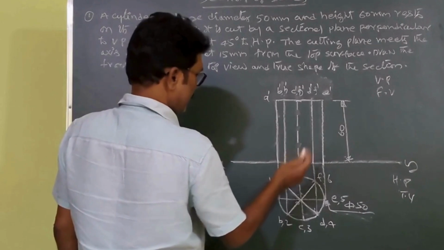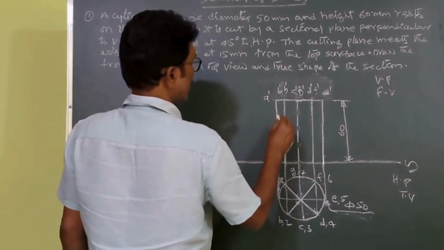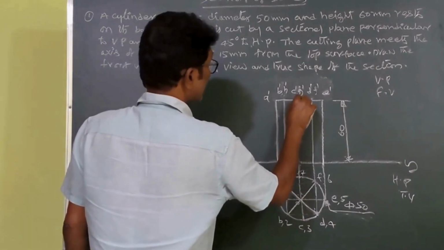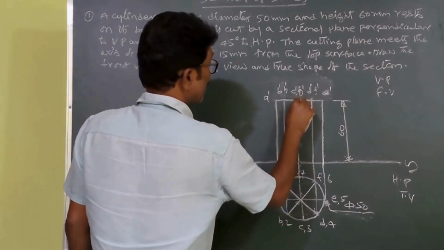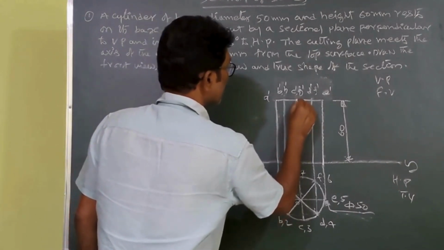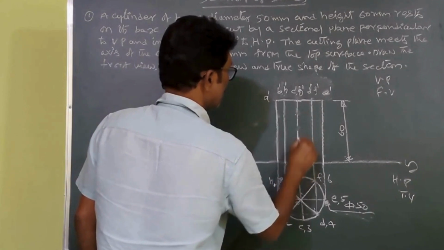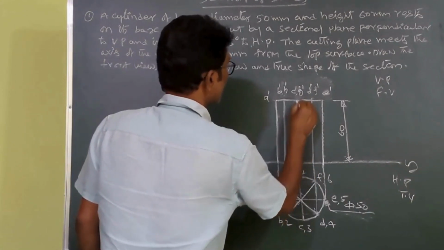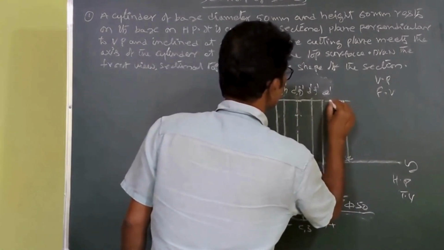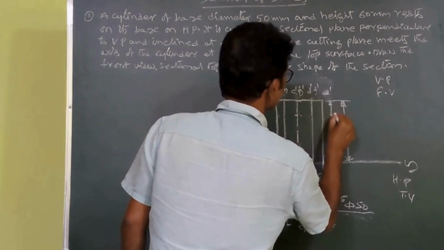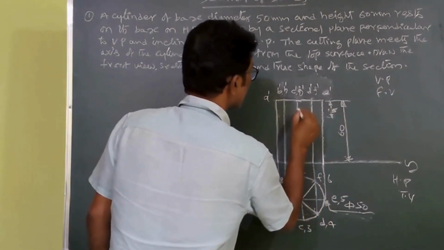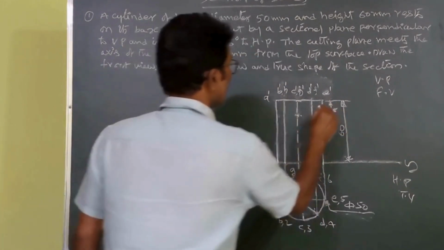Okay. Now we have to develop the plane cutting at 45 degrees with HP, and at the same time the cutting plane is passing 15 mm from the top of the axis. So first, from here to here you measure 15. You locate the point here, 15 mm.